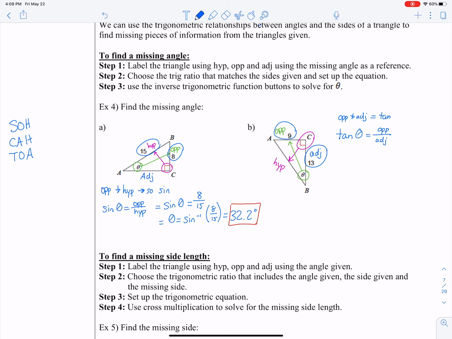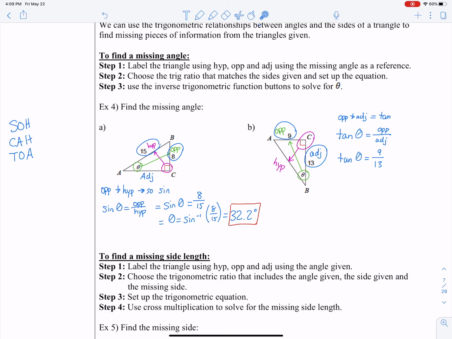I'm going to fill in the information that I know. Tan of an angle is equal to, for opposite, I'm going to look and see what piece of information I have here. So it's a 9. I'll fill in 9. For adjacent, I have a 13. So I'm going to put a 13 on the bottom.